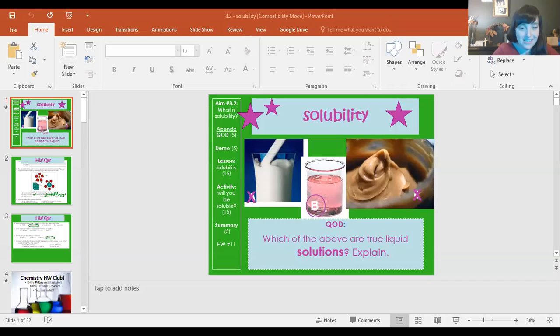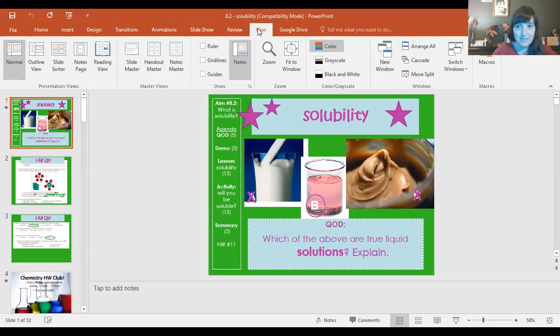Let's see if it works here. 8.2, yay. What is solubility? Go. You can do it, PowerPoint.